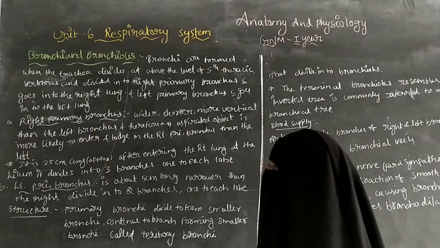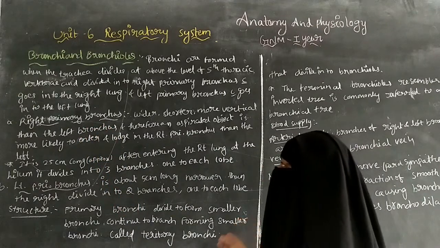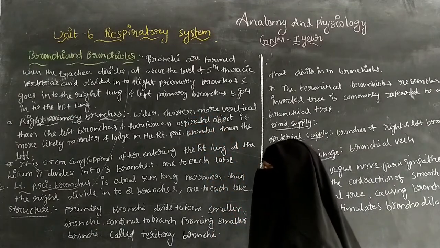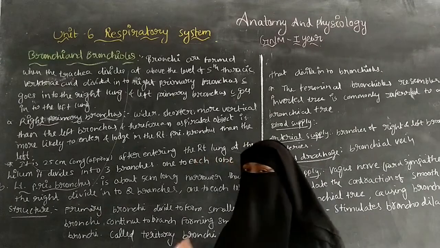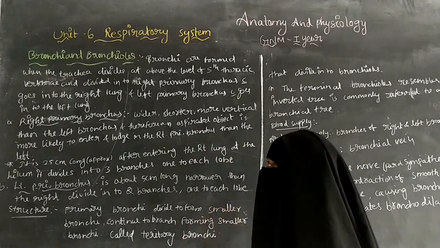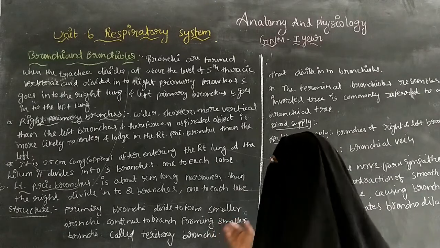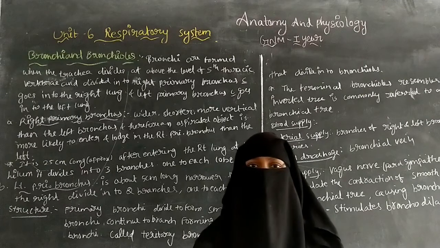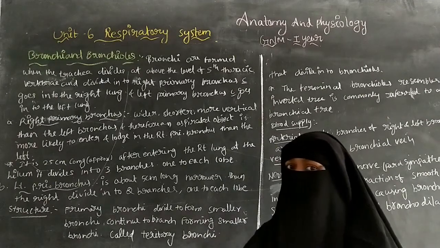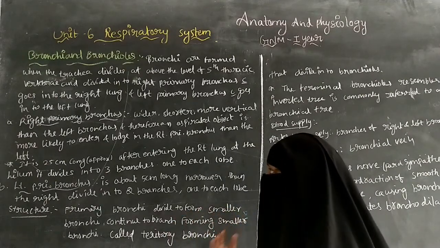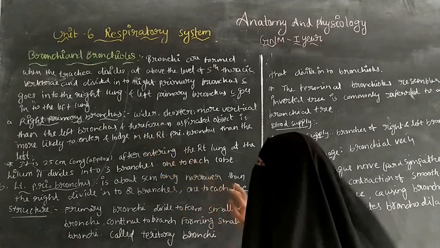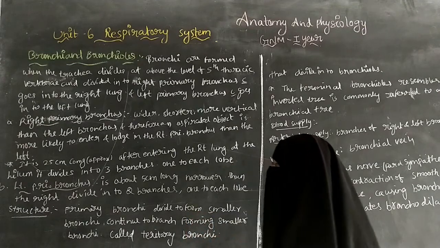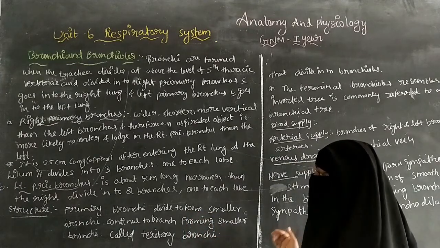The right primary bronchus is wider, shorter and more vertical than the left primary bronchus, and therefore an aspirated object is more likely to enter and lodge in the right primary bronchus than the left.